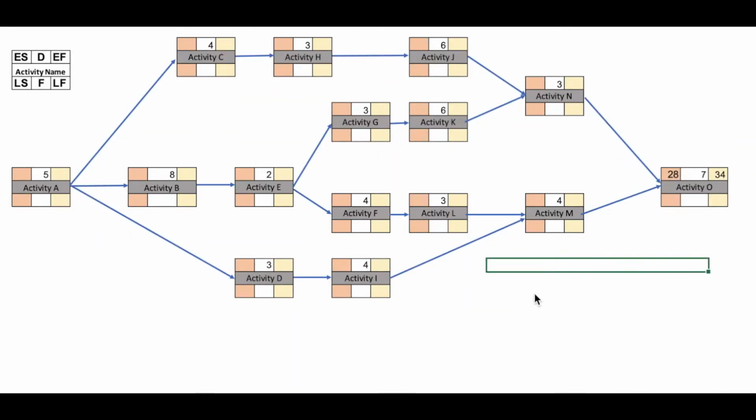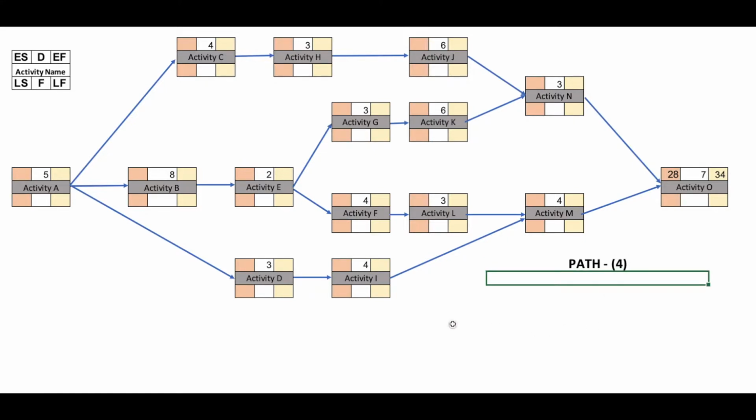Okay, this is an exercise. Let's find the critical path and float. This network has a total of 4 paths: A, C, H, J, N, O; A, B, E, G, K, N and O. The third one is A, B, E, F, L, M, O, and the fourth one is A, D, I, M and O. So we have a total of 4 paths.